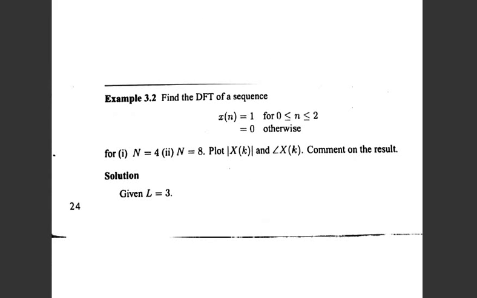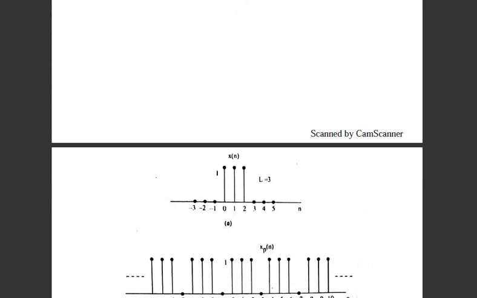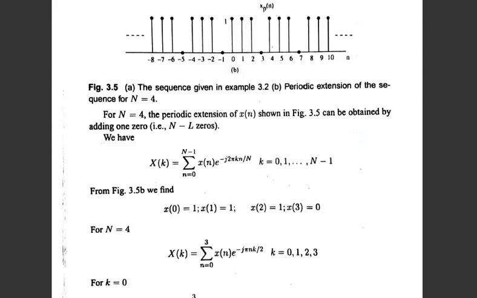Here is also a mathematical example of plotting. Here we have the value of x of n, which is the time domain, and we need to convert it into the frequency domain. In the condition we have, if the value is from 0 to 2, we will make it 1, and otherwise it will be 0. That means the graph will look like this. From 0, 1 and 2 it will be 1, and otherwise the value will be 0.